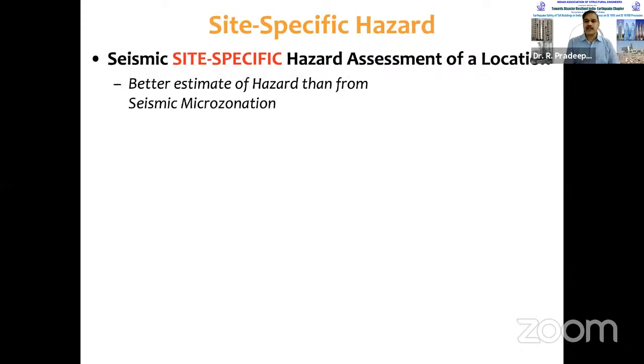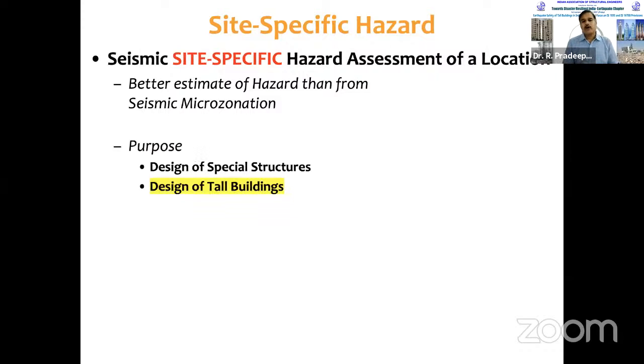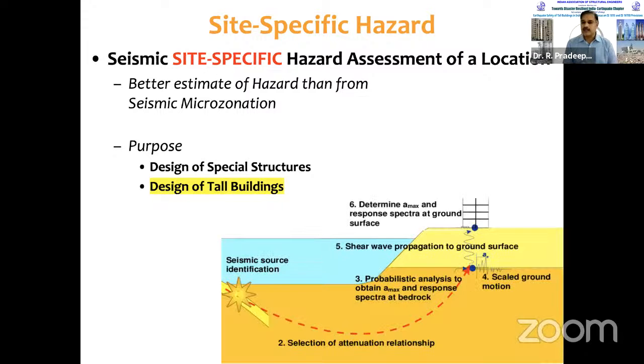Then the next one, site-specific. This is for the site of interest, a better estimate of hazard than from seismic microzonation. The purpose is the design of special structures and tall buildings. That's why this topic has come: for the design of tall buildings, we need to do site-specific hazard assessment. I want to cover the step-by-step details in the second lecture; presently I'm focusing on the 16700 provisions. Its range is 1 meter to 100 meters, so that we know the site-specific hazard in the project site and to what level of ground shaking we need to design our structures.